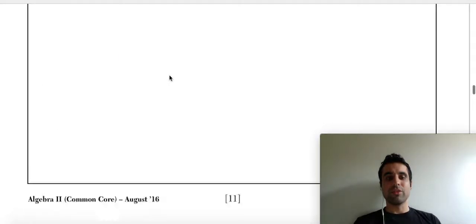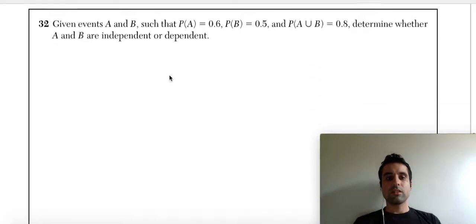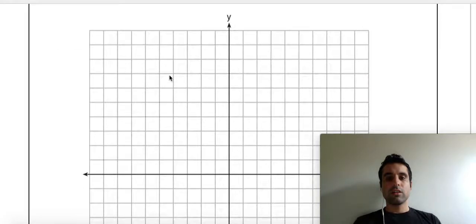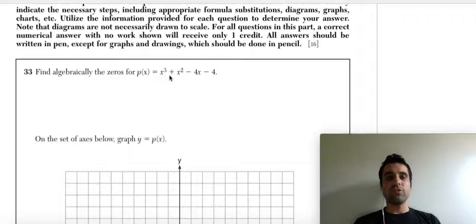I actually liked number 33. Okay, so I'm going to make this window a little bit smaller so I'm not blocking everything. So the first part said to find algebraically the zeros of p of x, where p of x is equal to x cubed plus x squared minus 4x minus 4.